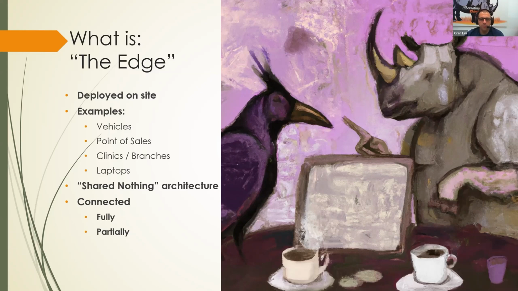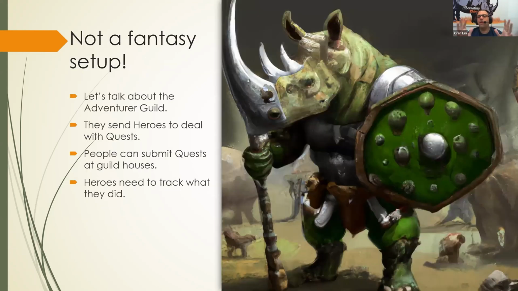It isn't trivial. So let's talk about the scenario that I have in mind. I wanted to have some fun, so we are going to talk about the Adventure Guild in a fantasy world. The Adventure Guild has offices in many locations. They send heroes to deal with quests, and people can go to a guild house and submit a quest, and heroes can get a quest, perform it, and then submit it. If you have any familiarity with fantasy, Hobbit, whatever, this should be very familiar. So let's see how this works.